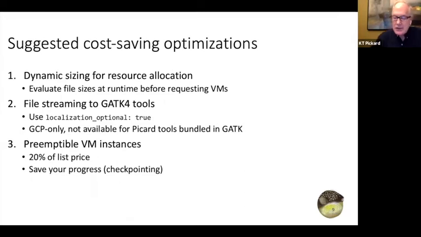The third one is the use of what GCP calls preemptible VM instances. I think Amazon calls them spot instances. They are a lower-cost method of requesting VM resources. They're, as you can see, 20% of list price. So if you're paying $1 a minute, it's 20 cents a minute, or name your price. But the idea is that it's much less expensive than using an instance that stays up the whole time.